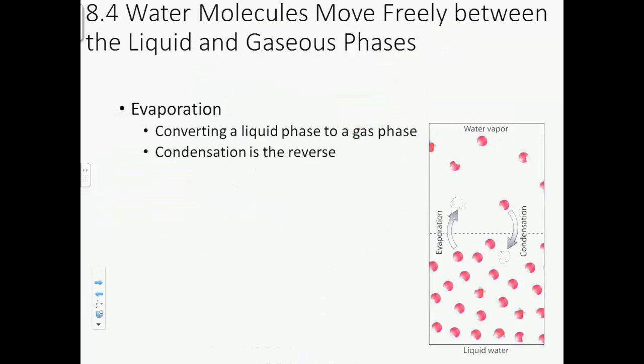All right, so let's look more at evaporation. Evaporation is when you're changing from the liquid phase to a gas phase, and condensation is the reverse of that. So let's look specifically at this picture in the right-hand corner.